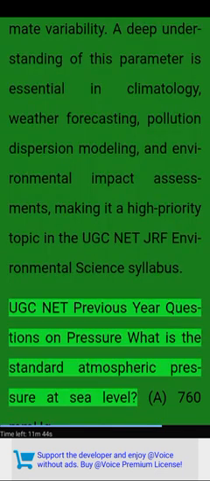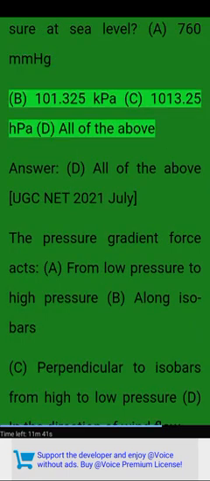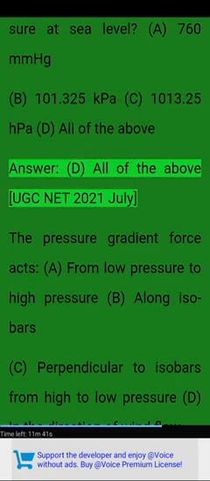UGC NET previous year questions on pressure. What is the standard atmospheric pressure at sea level? A. 760 millimeters of mercury. B. 101.325 kilopascals. C. 1013.25 hectopascals. D. All of the above. Answer: D. All of the above.